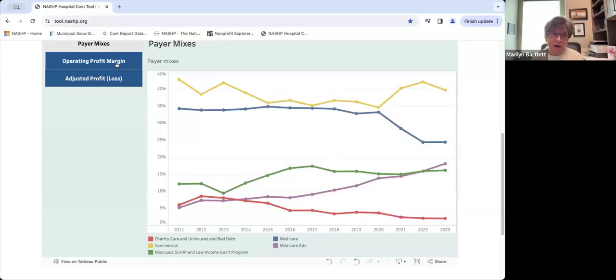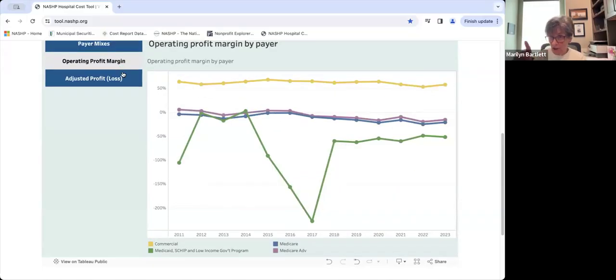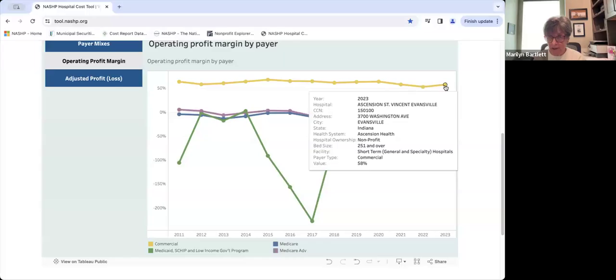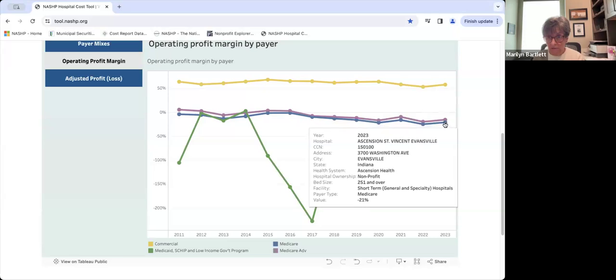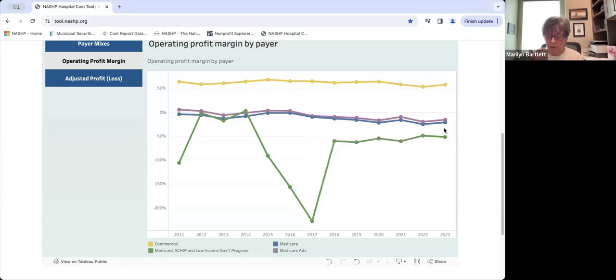So then we look at the operating profit and loss by each one of those. And this is the operating profit margin by payer. Now, commercial is running right at about 58%. You're going to see Medicare and Medicare Advantage switch. We were able to adjust our Medicare Advantage calculation this year.